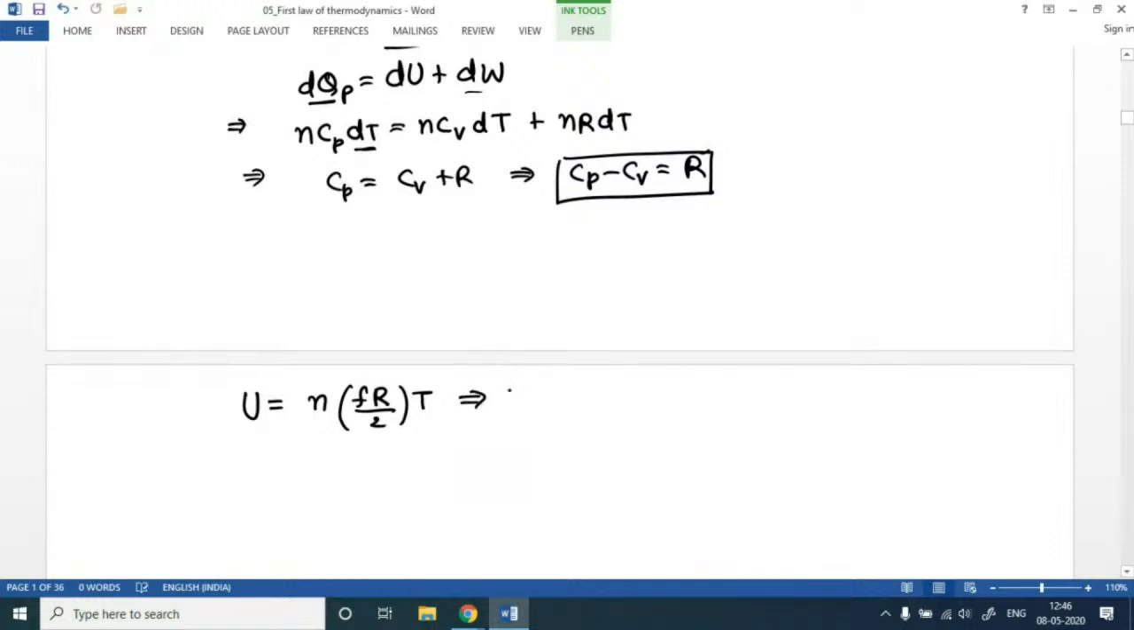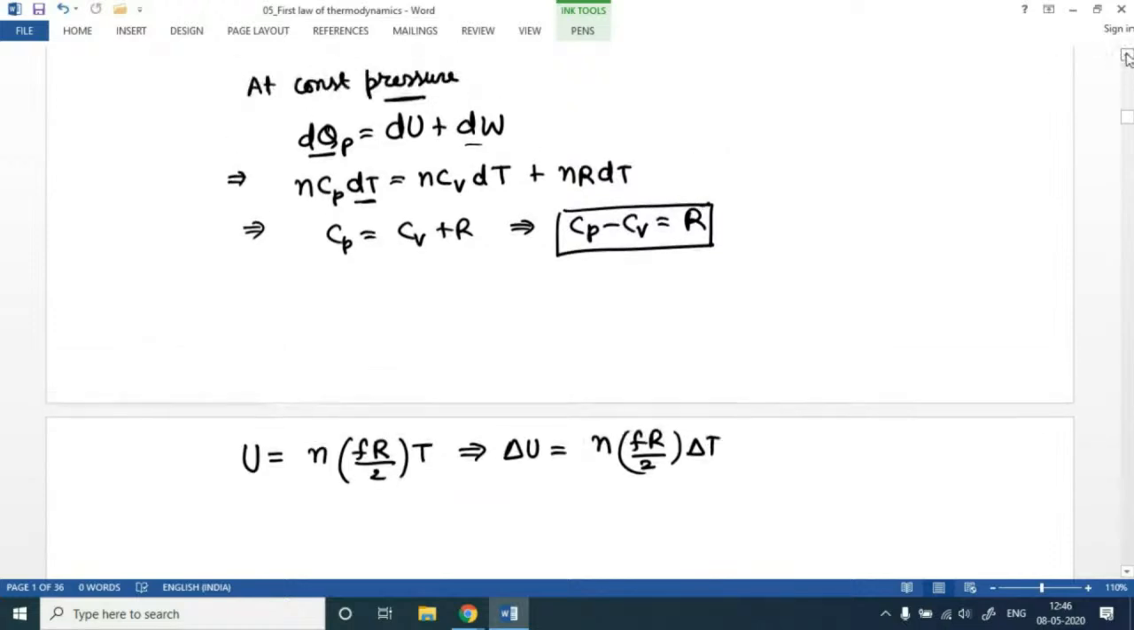So delta U, we can simply write as n fR by 2 into delta T. And comparing this with the above equation we got, delta U is equal to n Cv delta T, you should realize that Cv would be nothing but fR by 2.